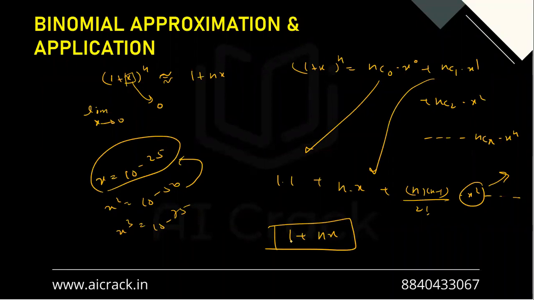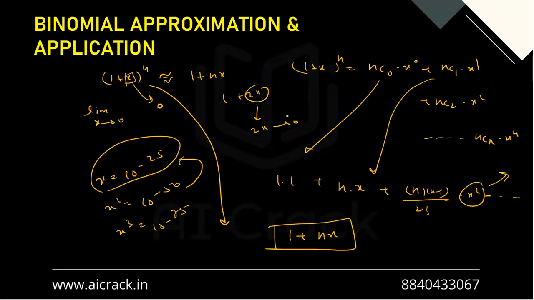We can write this in case x approaches 0, or anything over here which approaches 0. It might not be x, it might be something else. Let's say if it is (1 + 2x)^n, and over here 2x approaches 0. In that case, this also will be applicable. So that is how we can do that.